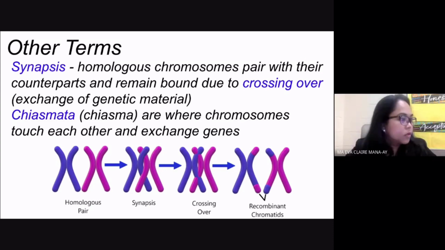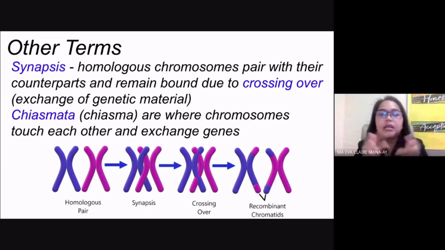Okay, so again, when you say homologous chromosomes, these are a pair of chromosomes that are the same size. One of these would be coming from your father. In our illustration here, that's the blue colored chromosome. And one would be coming from your mom. When they come together, when they pair up, you'd call this synapsis. Once they have paired up, there's going to be a crossing over, the exchange of genetic material. You'd also call this genetic recombination. And that point where they have the exchange of genetic information, you'd call chiasmata or chiasma.